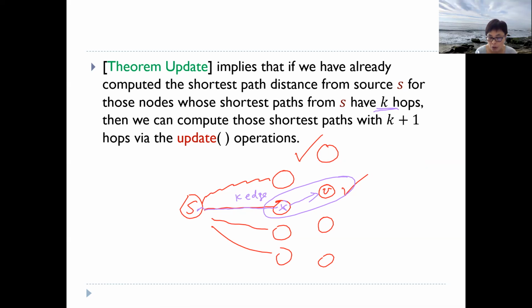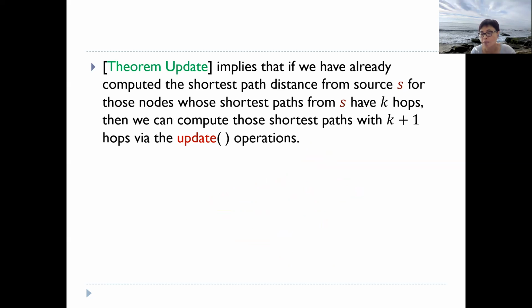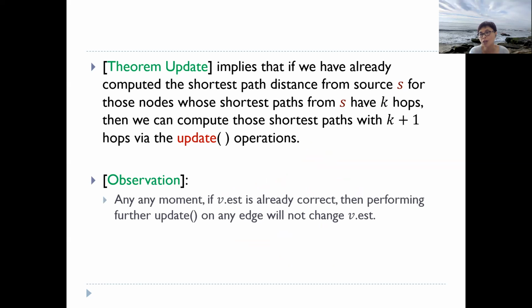Now in general, we don't know which edges would be relevant. To make sure I perform the update on the right edge, I'm just going to update all edges once. Which means that sometimes we perform updates on edges which are not needed. But as I mentioned earlier, if you already have the correct estimate to a node, then performing any extra update doesn't do any harm. It may not be needed, but it will not change the estimate anymore. Once we have found the shortest path, the update operation cannot change it.